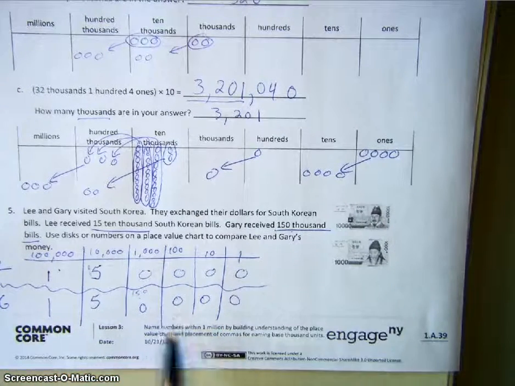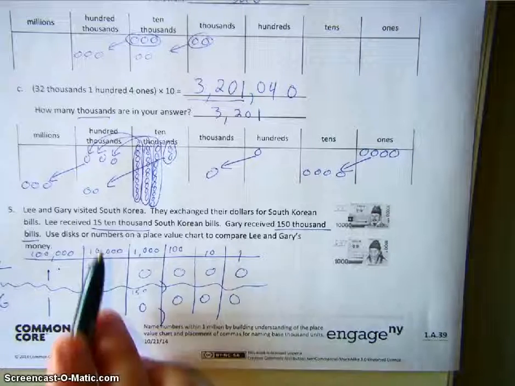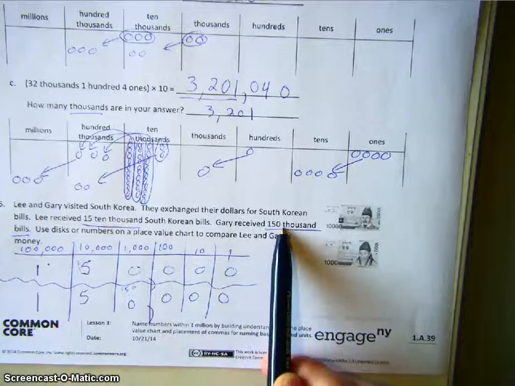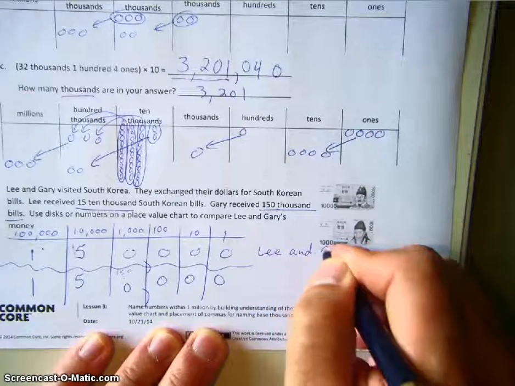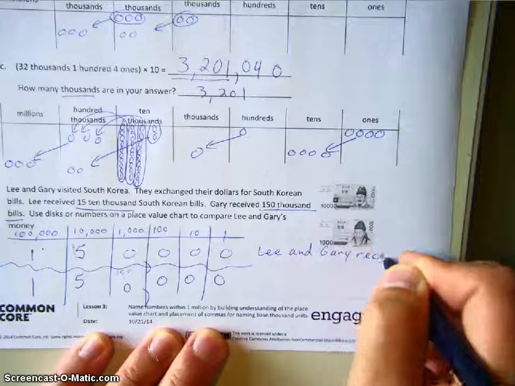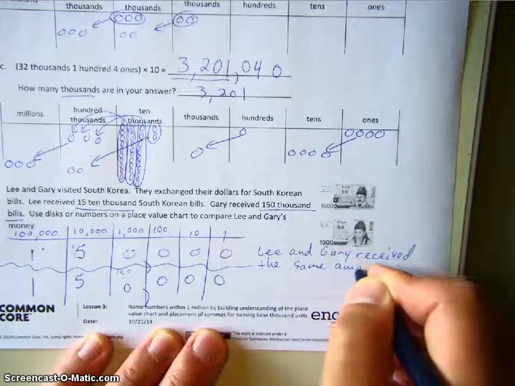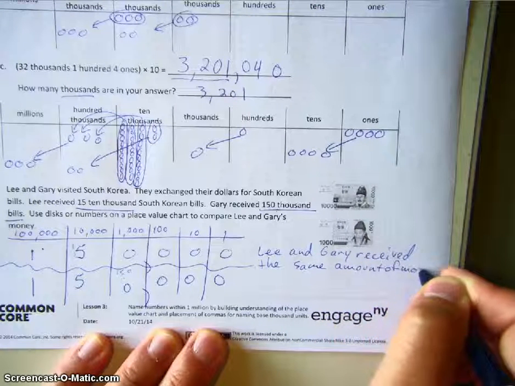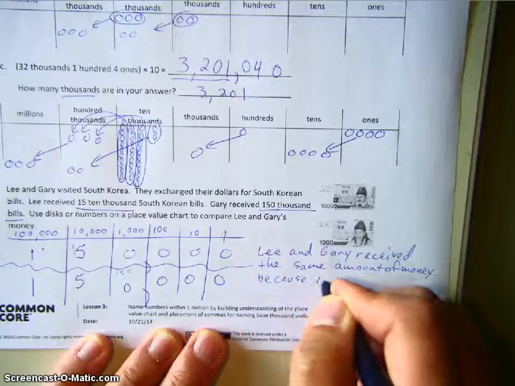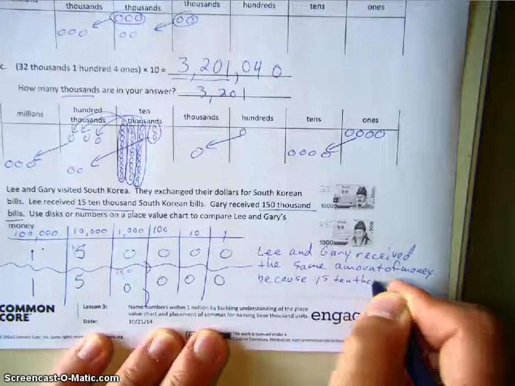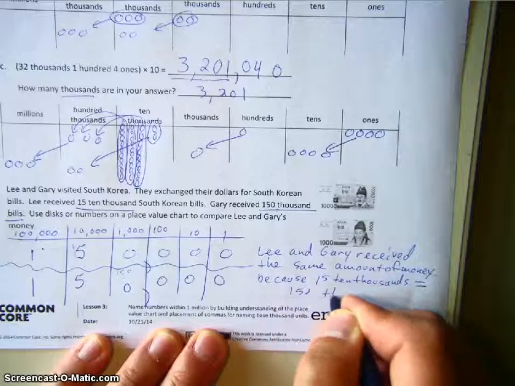to get our 150,000. So now comparing Lee and Gary, we can see that 15 10,000s equals 150,000. So Lee and Gary received the same amount of money, because 15 10,000s equals 150 thousands.